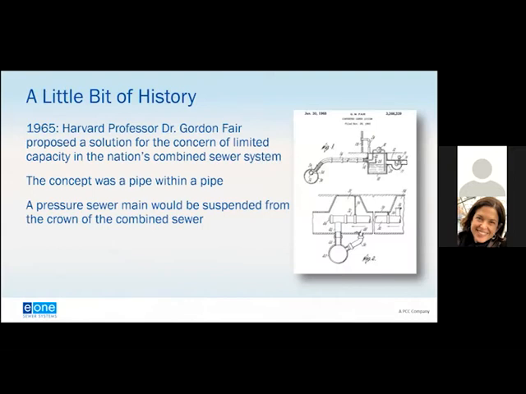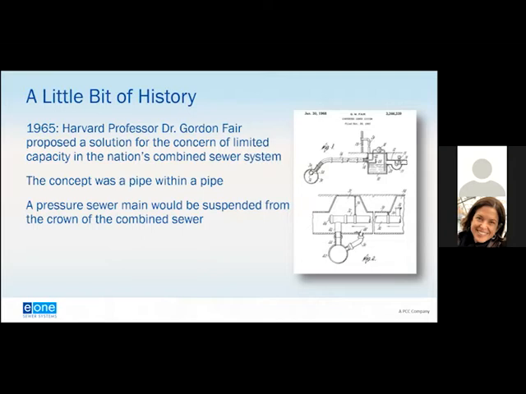Now, I want to go over briefly a little bit of history of pressure sewer systems, and not so much on the early history, but kind of on the development of the E1 grinder pump. So the concept of pressure sewer systems is not that old. It really developed back in 1965. Harvard professor Dr. Gordon Fair was working on a problem that the Northeast and the upper Midwest and some areas had with combined sewer systems.